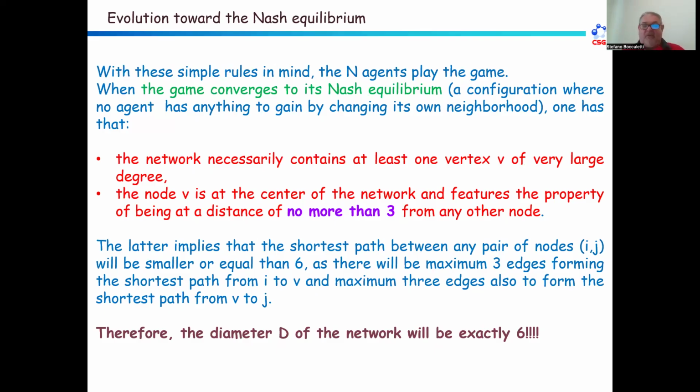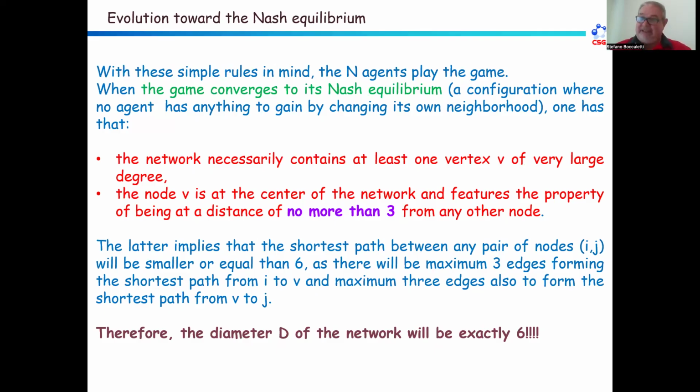Okay? What does it mean? It means that you have the 6 degrees of separation. Because if you take any pair of nodes, from the origin node you need at most 3 steps to get to this node V. And then from node V, you need another maximum 3 steps to get to the destination node. So it means that for any pair of nodes, the maximal distance that you can have is 6. And it's independent of the size. So you see, the latter property implies that the shortest path between any pair of nodes will be smaller or equal to 6, and therefore you have the spontaneous emergence in the Nash equilibrium of the 6 degrees of separation. So why 6, not 5, not 7? Because 6 is equal to 3 times 2 in this case.